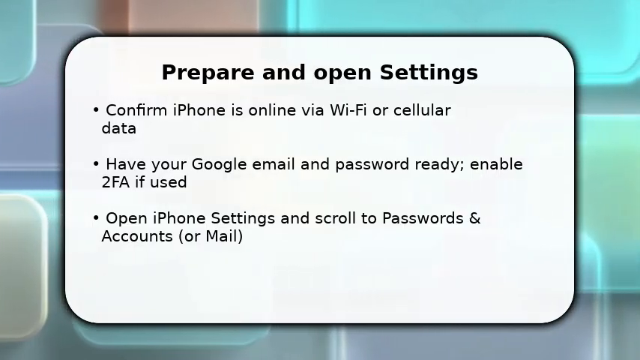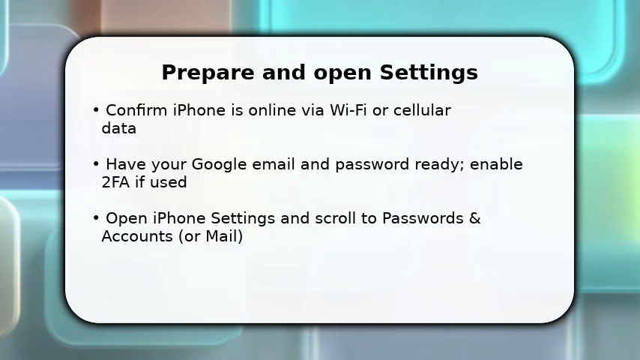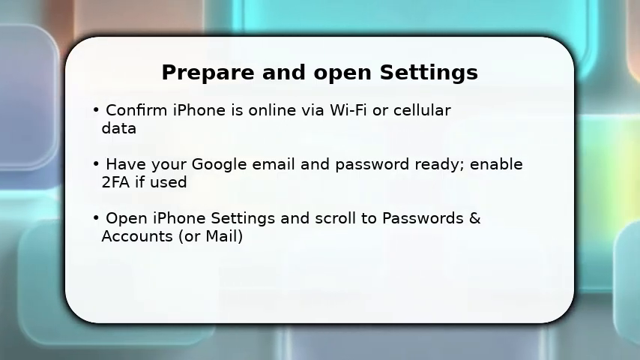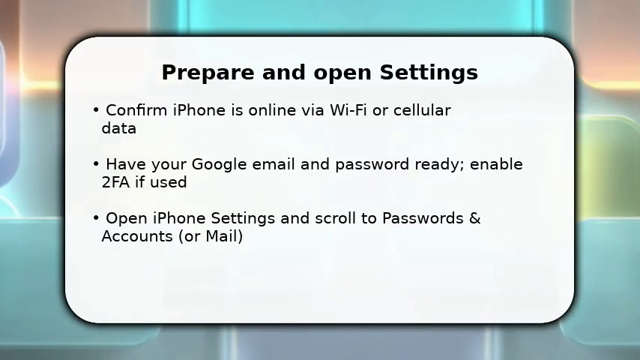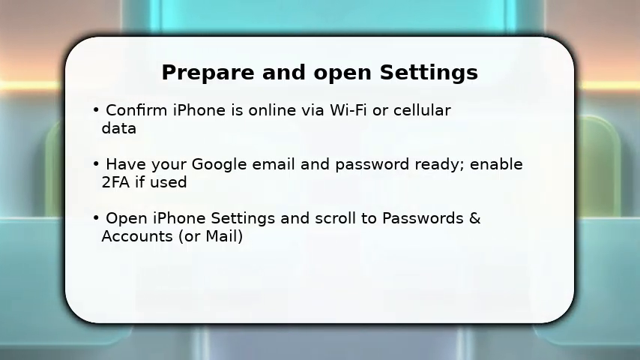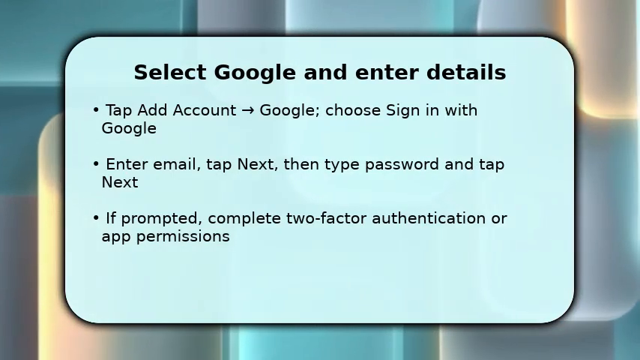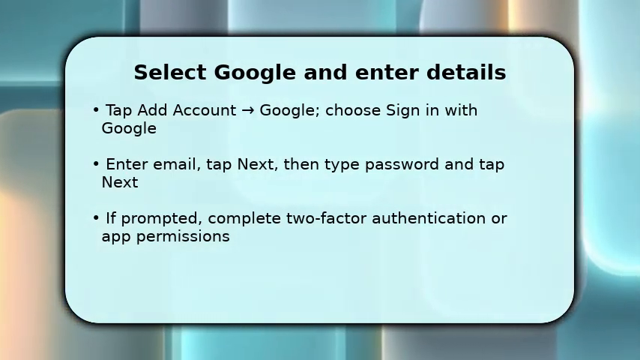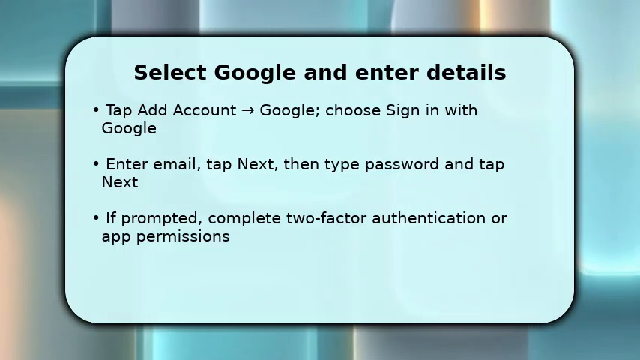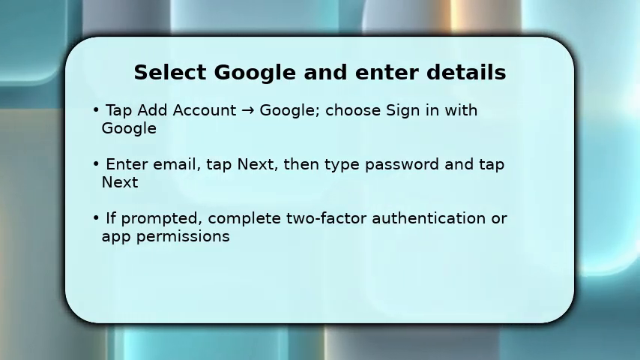Why here? Because iOS centrally manages accounts for email and apps. Tap Add Account to begin. This is the first actionable step towards signing into Google. Now you select Google from the list of providers and choose Sign in with Google so iOS uses the official flow. Enter your email, tap Next, then carefully type your password and tap Next again.